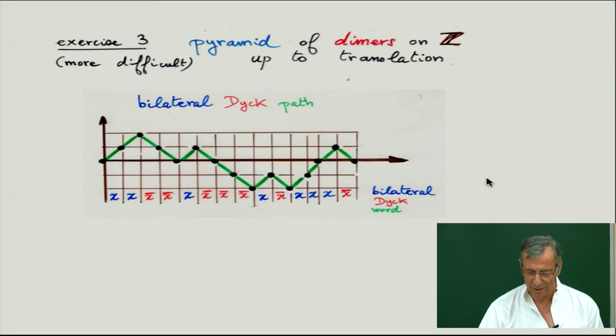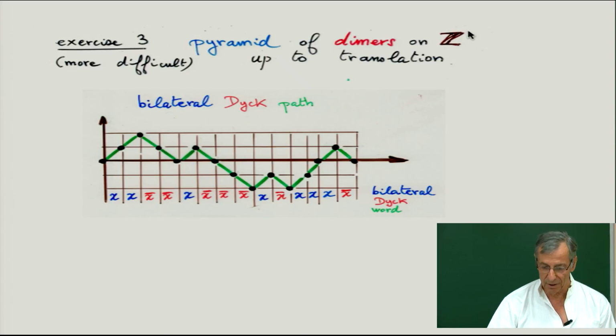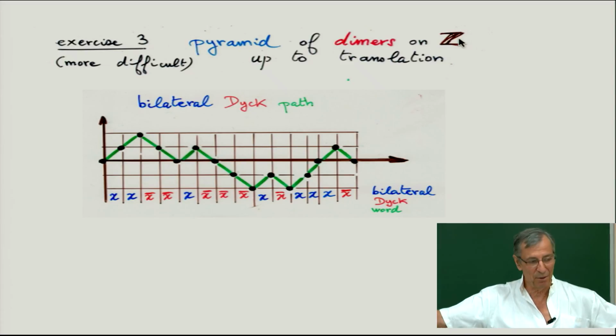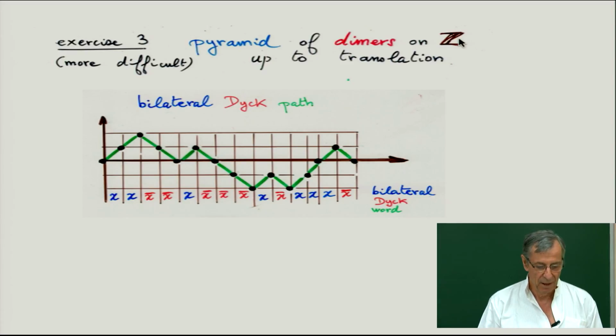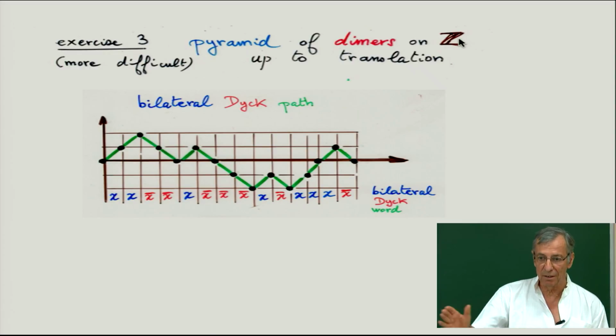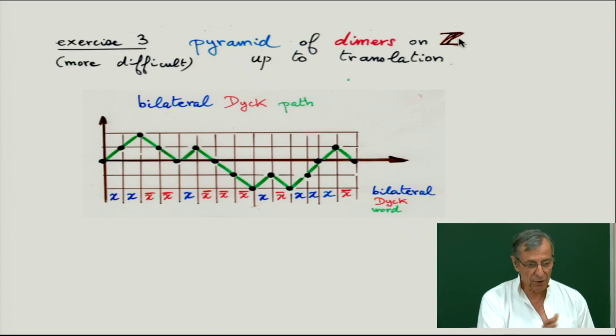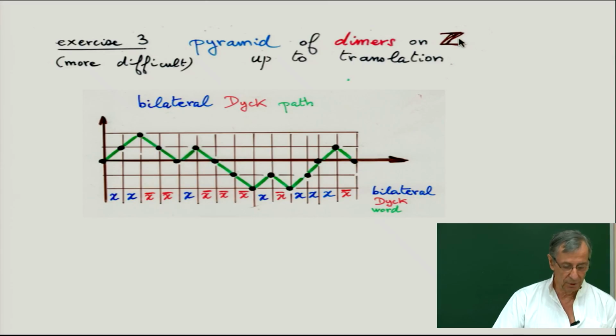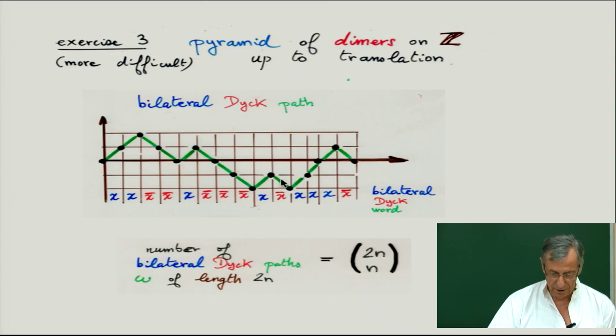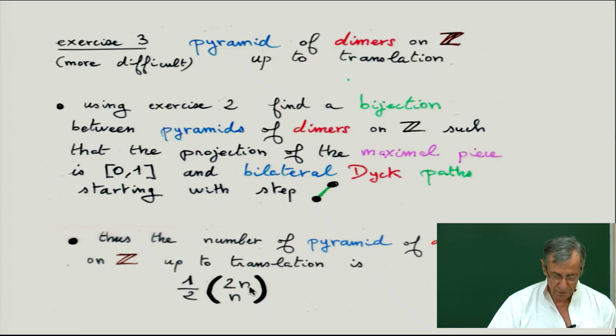And finally, exercise 3, a little more difficult. If you take pyramids of dimers now, instead of semi-pyramids, on Z, there is no limit on the left and the right of the pyramid. If you take pyramids of dimers on the integers Z, up to translation, the number of such pyramids with n dimers up to translation is going to be exactly half of 2n choose n.